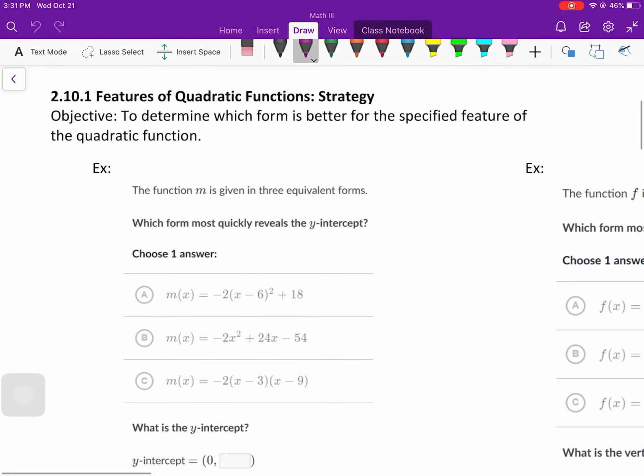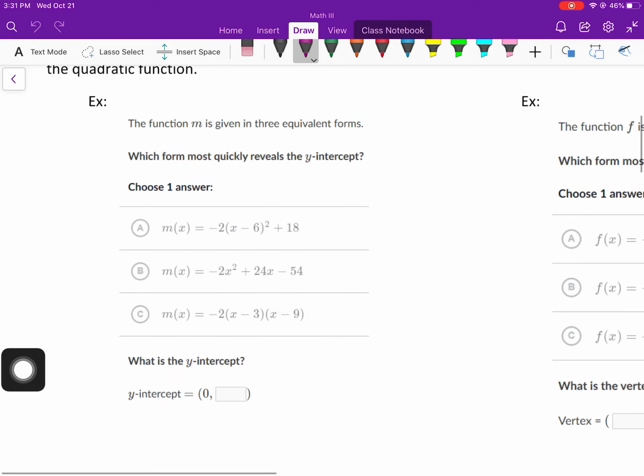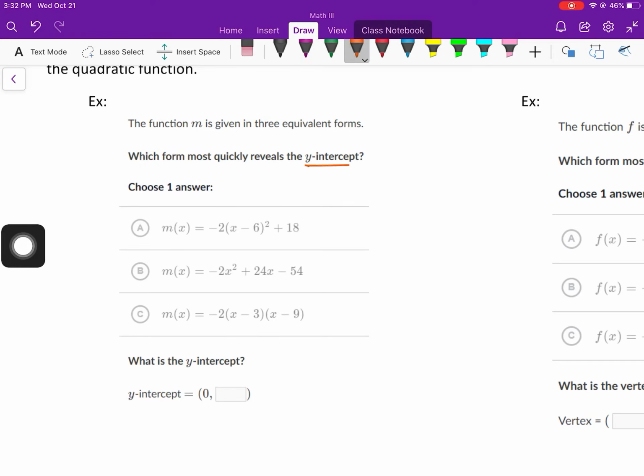So each one, and this picture shows you, standard form is good for the y-intercept, vertex form is good for the vertex, factored form is good for the zeros or the x-intercepts. They have different names. They're called solutions, x-intercepts, zeros, all that same stuff. So the function m is given. Which one reveals the y-intercept the fastest? Now, the y-intercept's easy for all these, but with standard form, you can quickly tell the y-intercept is negative 54.